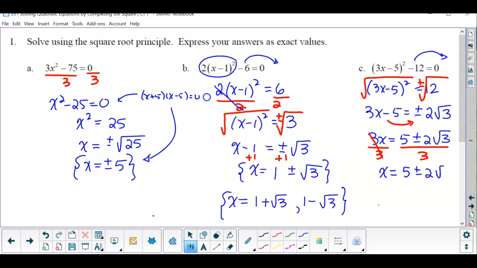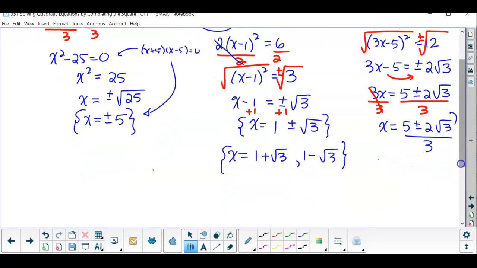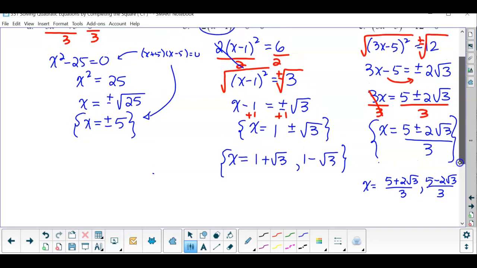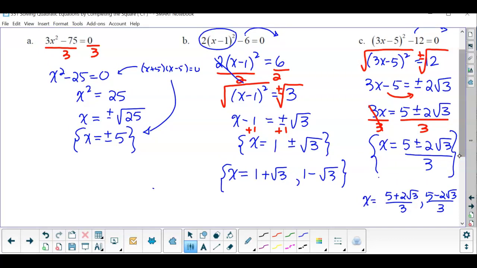And you can leave it just like that, okay? Or if you want to set it up into separate, it would be 5 plus 2 root 3 over 3, and 5 minus 2 root 3 over 3. Okay? That dividing is underneath everything there. So don't be lazy with it. Okay, so that's the square root principle where the x was already in brackets squared, only one term with x in it.